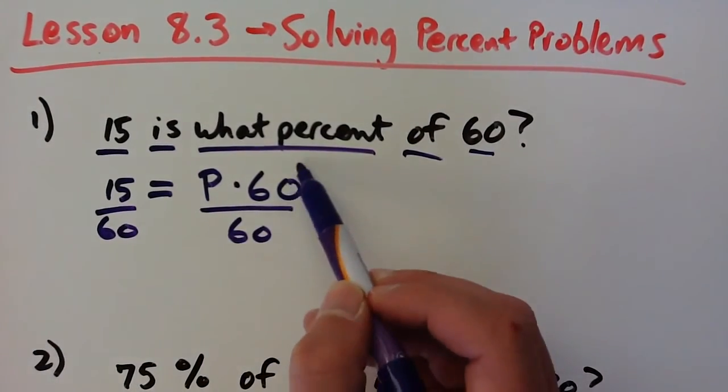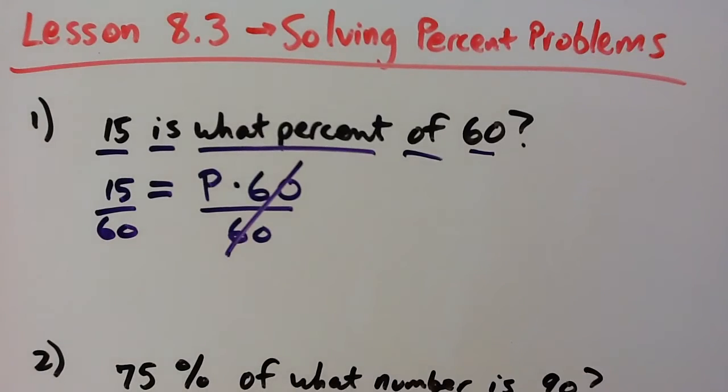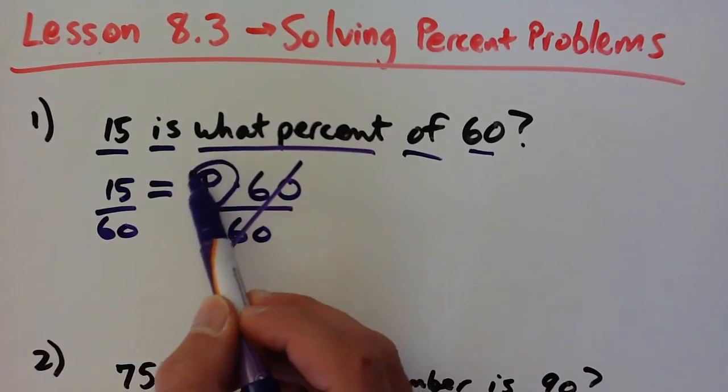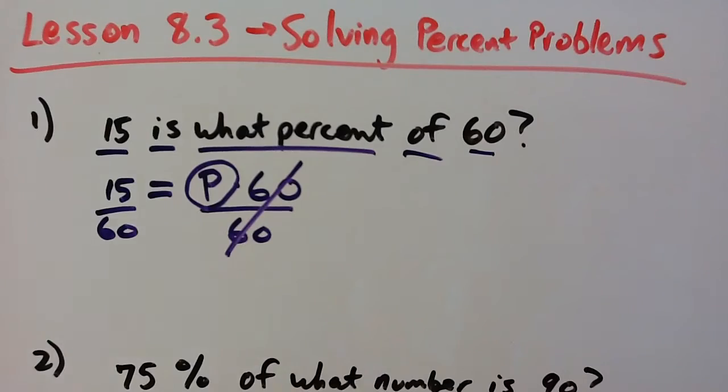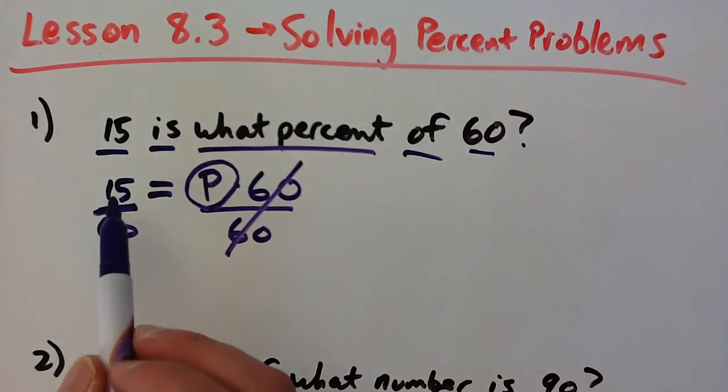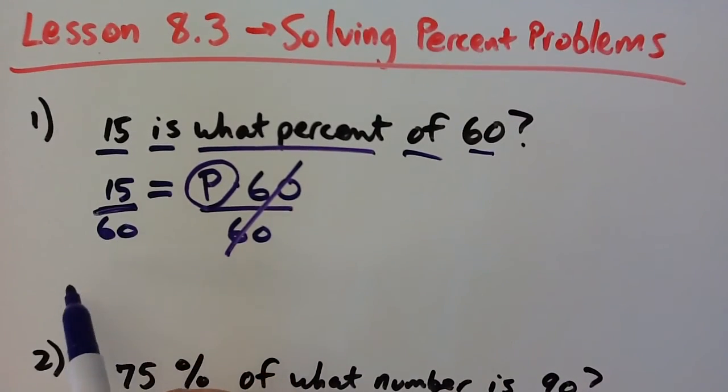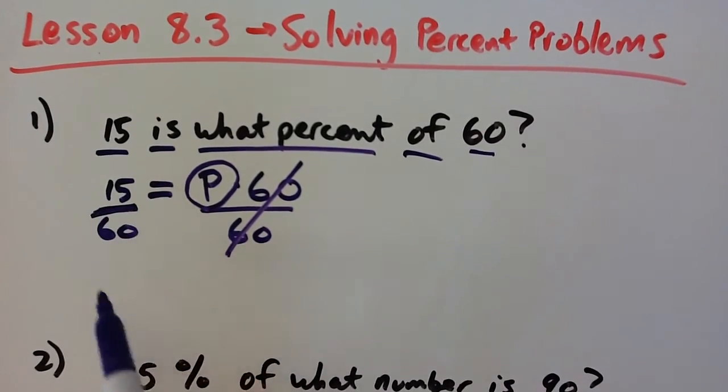When I do that, these 60s simplify to 1, right? Because 60 over 60, or 60 divided by 60, that's 1. And so I'm left with P, which is what I want. P is equal to 15 over 60. Now remember, this horizontal fraction bar, what operation is that? That is division, right? So I could say top number divided by bottom number, or 15 divided by 60.